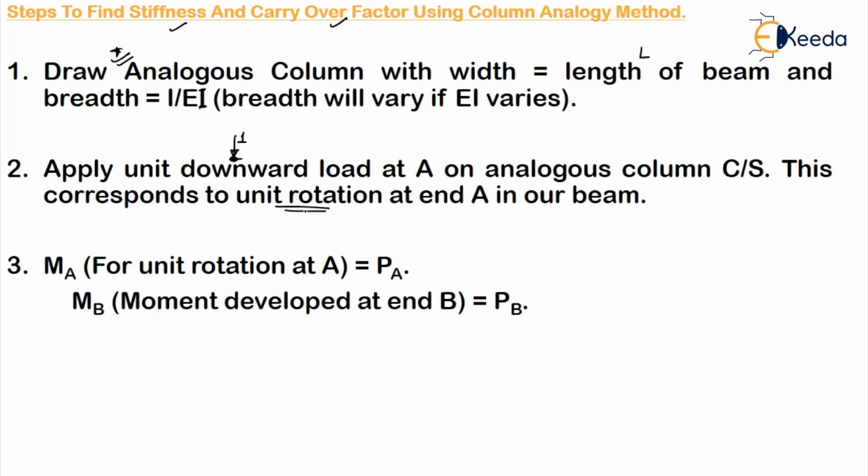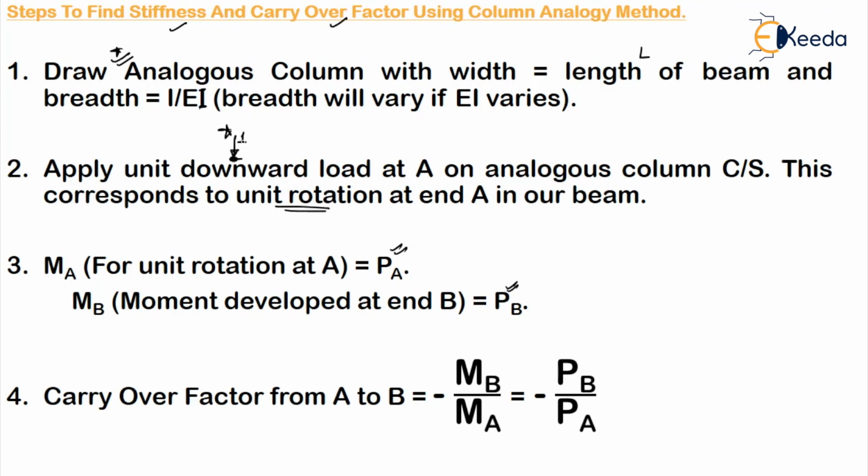So then what you have to do, you have to find your MA for unit rotation at A. This will be equal to your PA, and you have to find your MB, that's nothing but the moment developed at the end B. So this will be equal to PB. This is your normal formulas which you have to use. The only thing you have to remember is there will be an additional unit load of 1 unit at the point where you want the stiffness or the carryover factor.